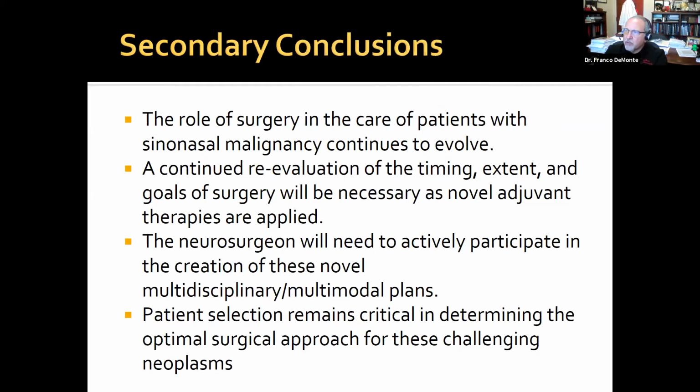The secondary conclusion of that study, and the reason it's important to us, is that the role of surgery in the care of patients with these malignancies really continues to change. There has to be a continued reevaluation of the timing, the extent, and the goals of surgery. And the neurosurgeon who treats these patients needs to be actively involved and participate in the creation of these novel treatment plans. And as always, patient selection is going to remain critical in determining the optimal surgical approach for these challenging tumors.